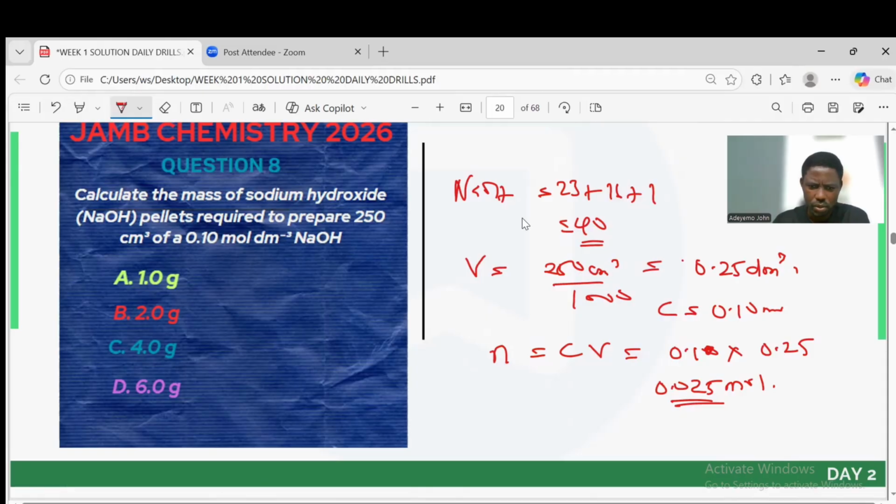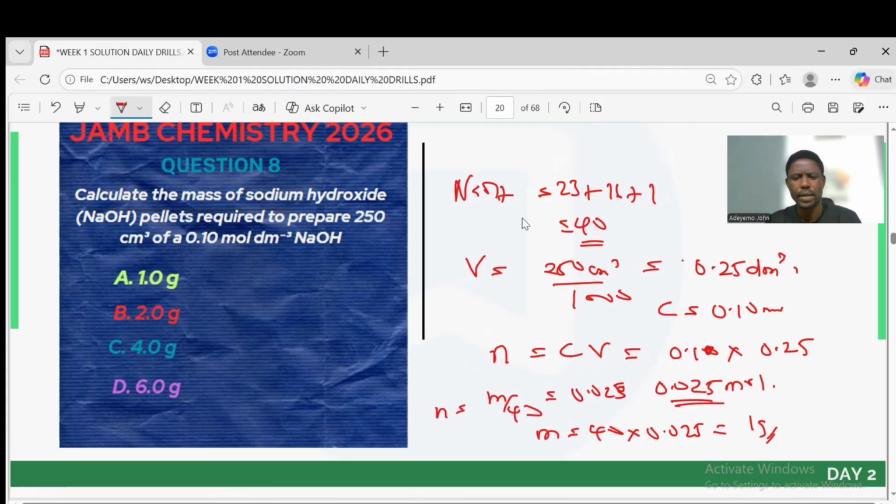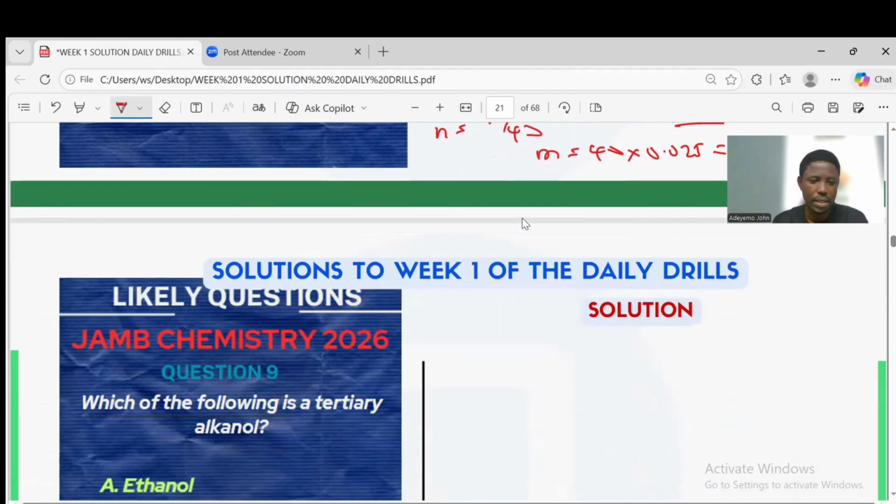All right. So you now say number of moles equals mass over molar mass. All right. So we just multiply that by 40. So the mass will be 40 times 0.025. So what's that? So that is 1 gram. Okay. All right. That's 1 gram. So the answer is this. So that is the mass. Let's look at another one.